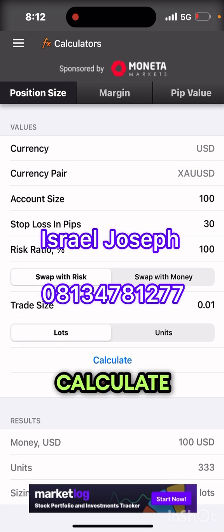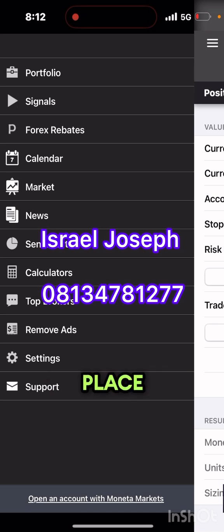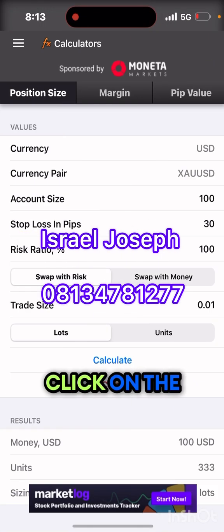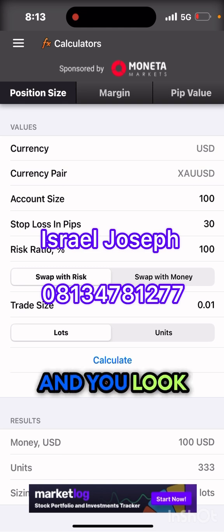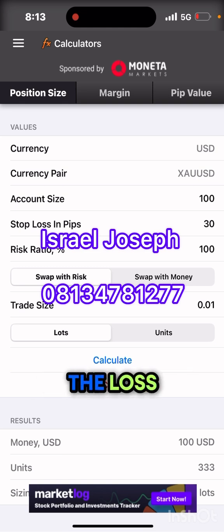Now, to calculate it, you come to your calculator, you click on the calculator, and you see this position size. That's what you are going to be using. Let's say on our first trade, we receive a signal and we're going to be risking $100. And you look at your stop loss size. Let's say, for example, the trade is 30 pips, or 40, or 50 pips, depending on your trading strategy. But for this example, we're going to be using 30 pips.